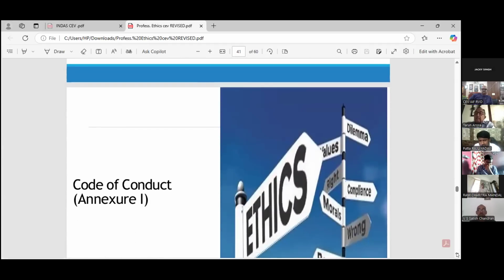The code earlier we have done the annexure number 2. Annexure number 2 is related to timeline and forms. Now we come to the code of conduct. Annexure number 1 is given for the code of conduct. Both the annexures, please remember, both are very important. And annexure number 1 is very important for exam purpose.